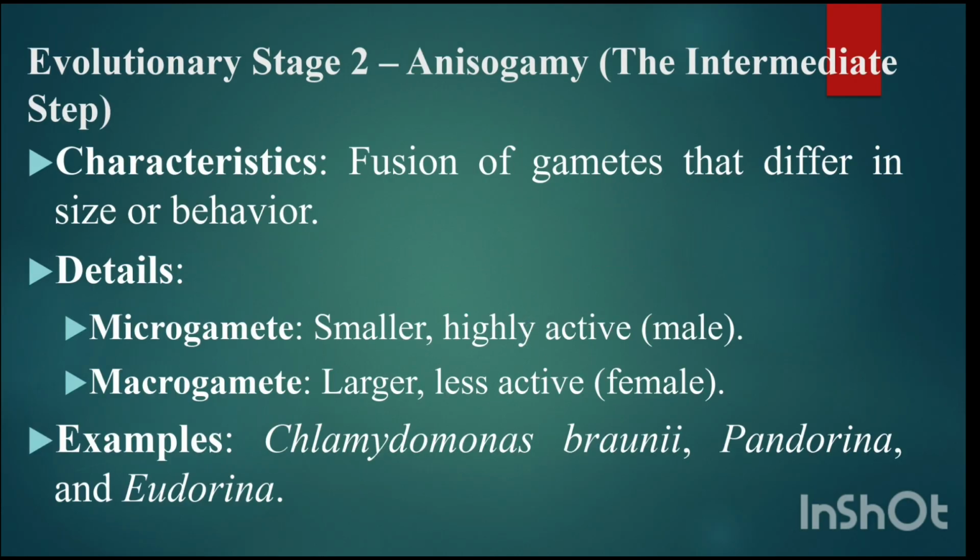Next is evolutionary stage 2, anisogamy, which is the intermediate step: fusion of gametes that differ in size as well as behavior. Some of the gametes are microgametes, meaning smaller, and some are larger, called macrogametes. Examples: Chlamydomonas braunii, Pandorina and Eudorina. So they show anisogamy, where both the gametes are morphologically different.